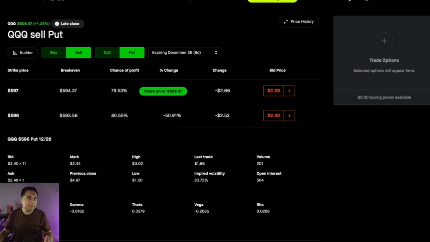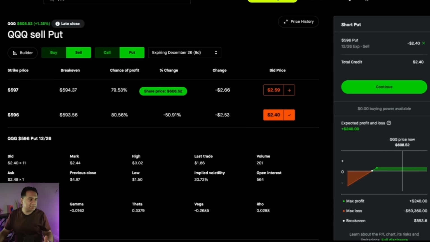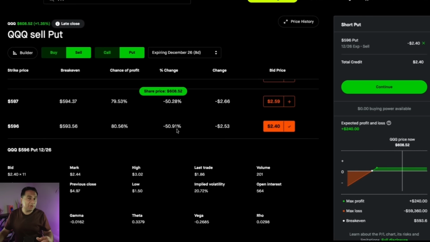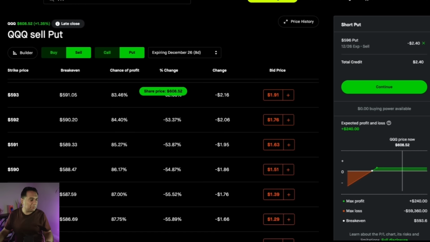So based on the expected move, the lowest QQQ is expected to go by next Friday is $596, which is obviously $12 lower than where QQQ is trading currently. So let's build a put credit spread with this strike price. So what I'm going to do is I'm going to sell the 596 put option, and I'm going to open a $10 wide spread. And for that, I'm going to go to the 586 strike price and buy that put option.